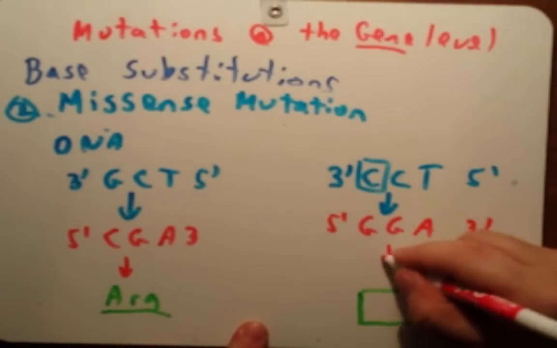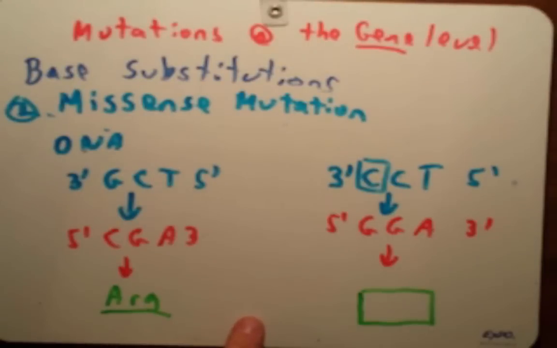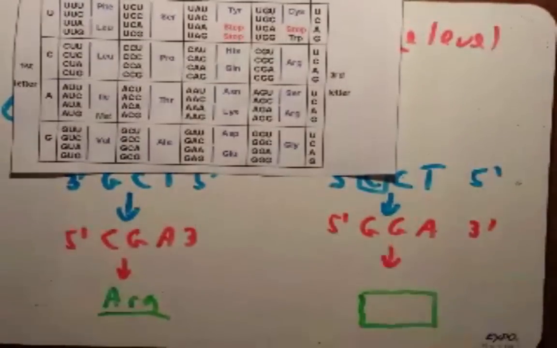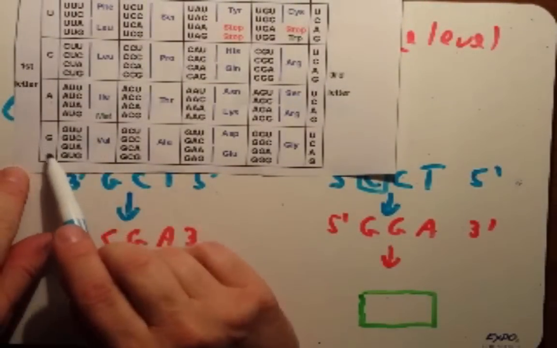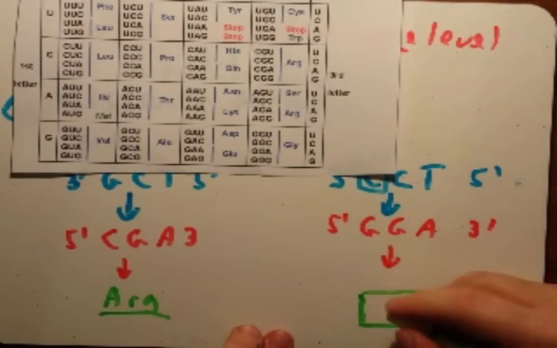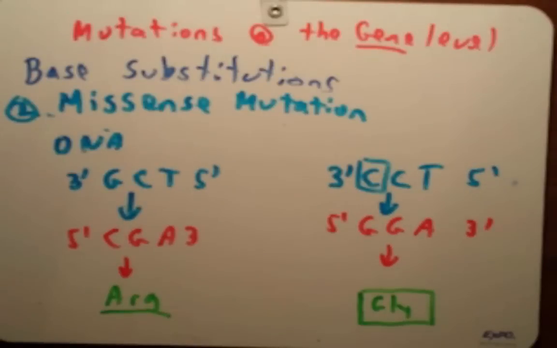And let's ask what kind of amino acid we're going to make from that. Let's put our code back here. And we're going to need a GGA. So what's a GGA? Now we've made a glycine. Now this is a pretty good substitution here. We've gone from a positively charged amino acid to a non-charged amino acid here in glycine. This is very likely to lead to some kind of change in the actual protein.